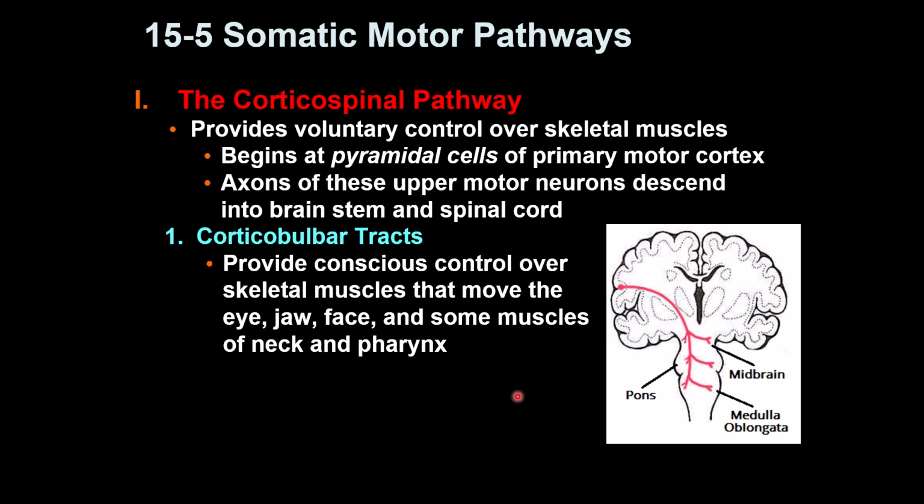There are three different pathways for the somatic motor. The first one is called the corticospinal pathway, and this is coming from the pyramidal cells. These are located in the primary motor cortex, which is conscious. This is the precentral gyrus. These are the biggest neuron cells in the body, and this is the upper motor neuron. So this is conscious. For example, if you want to write something or walk, this information is coming from this area.